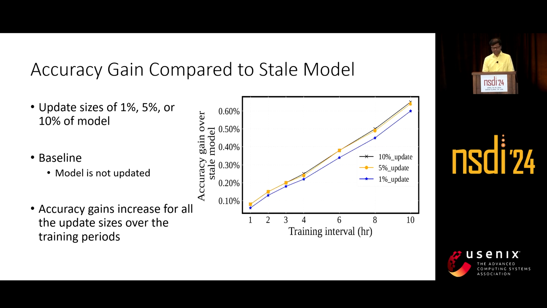Now, let us look at evaluation. We evaluate quick update on one of the largest recommendation models deployed in Meta using real world data. Here is a chart showing the accuracy gains for several update sizes when compared to stale model. X-axis shows the training period and y-axis shows the accuracy gains over the stale baseline model that hasn't been updated during the training process. We can see that for all the update sizes, the accuracy gains increase over time.